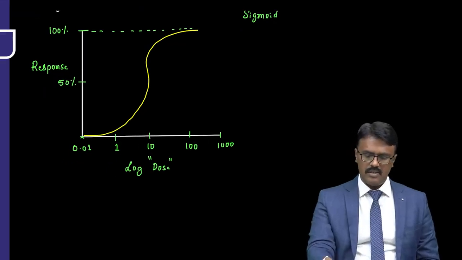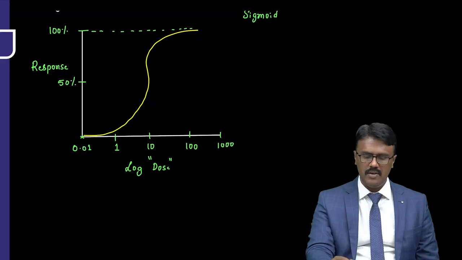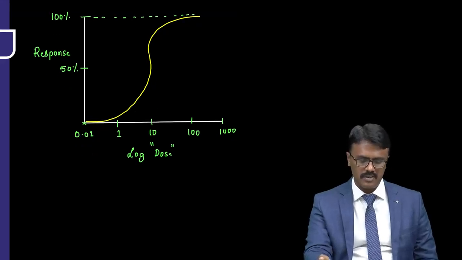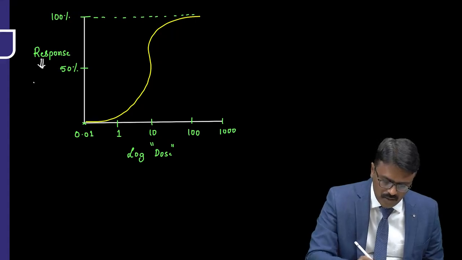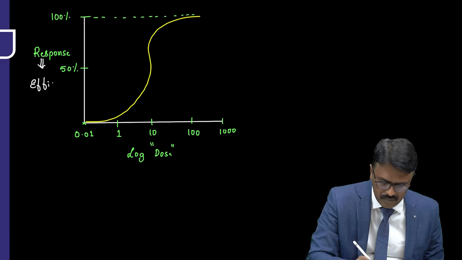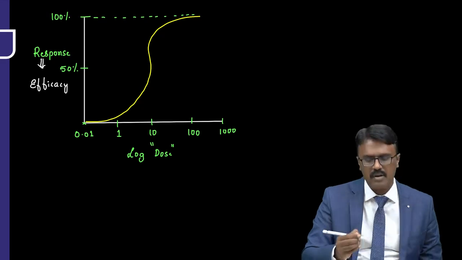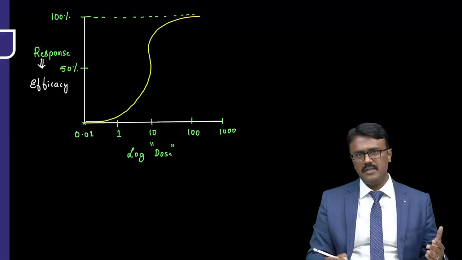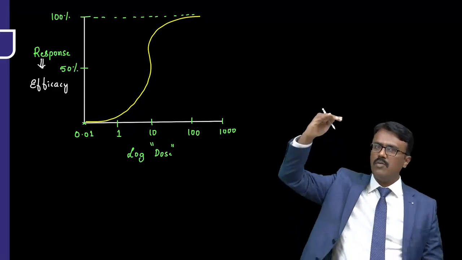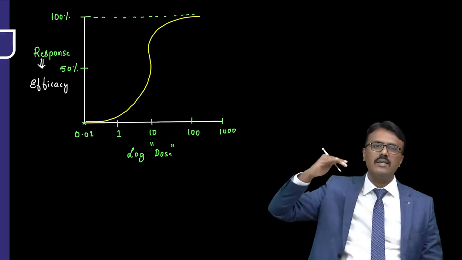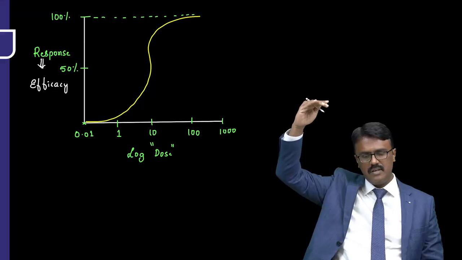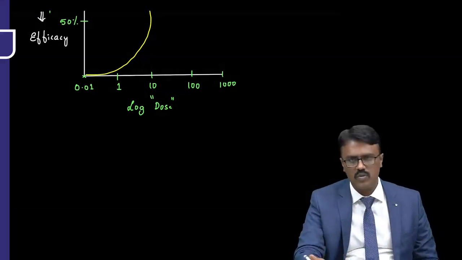Now when I understand this graph, I need to understand two important things. Now response is also called by another name, that is efficacy. What is the other name for response? It is also called efficacy. That means the more the graph goes above the y-axis, the more the response increases. So we call it efficacy increases. Now coming to the dose.